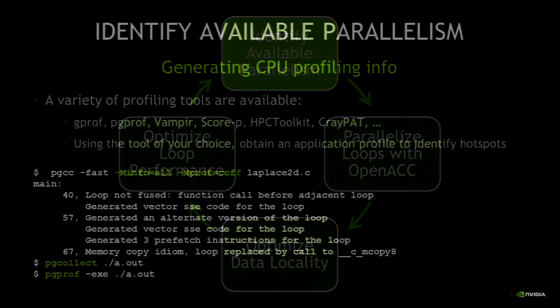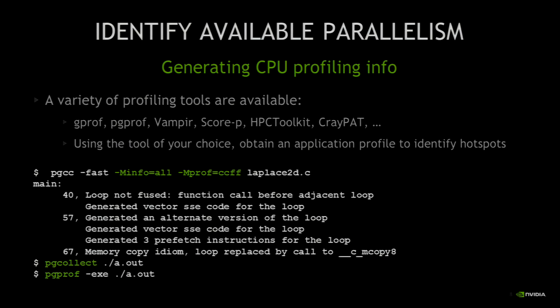OK, so the first step is how we can identify the parallelism there. And there are many different tools available. I mean, you can choose whatever tool you want. I'll mention a few of them. Yeah, so there's Vampire, pgprof, gprof, and usually, if you're familiar with some particular tool, then use it and identify the parallelism.